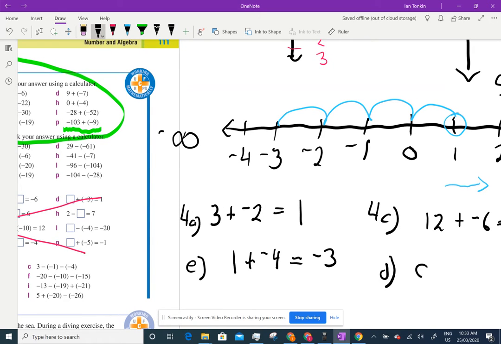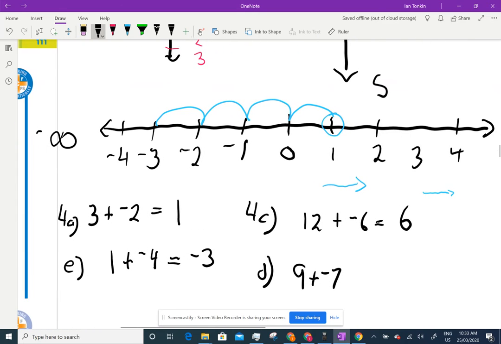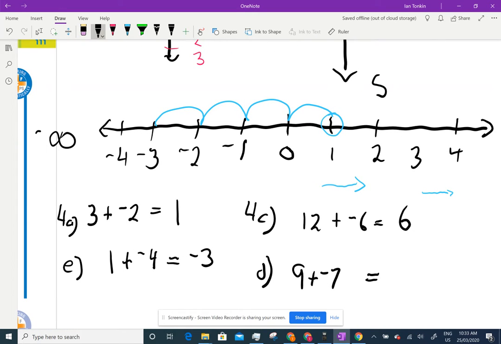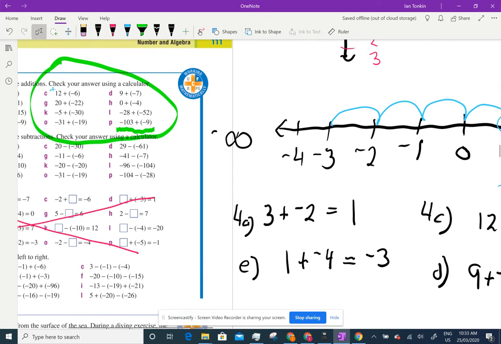D, 9 plus negative 7. Well, that means I'm at 9, I'm facing to the right, and I'm going backwards 7 steps. Oh, that'll take me all the way back to positive 2. And you'll notice that I don't have to write the positive, I just need to write the 2, because if there's no sign, it's positive.